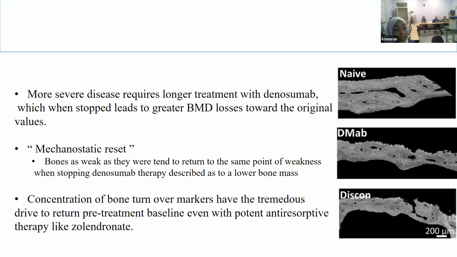And moreover, a more severe disease will require a longer treatment with denosumab, which when stopped will lead to a greater bone mineral density loss. The paper mentioned that as the mechanostatic reset. It is simply that the bones were weak and they tend to return to the same point of weakness when stopping denosumab therapy. And the concentration of the bone turnover markers has a tremendous drive to return to their pre-treatment baseline, even with a potent anti-resorptive therapy like zolendronate on board as well.